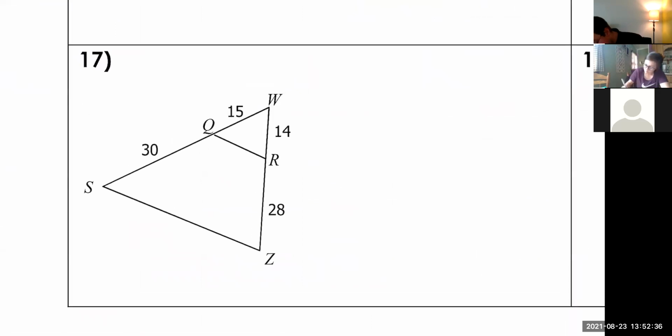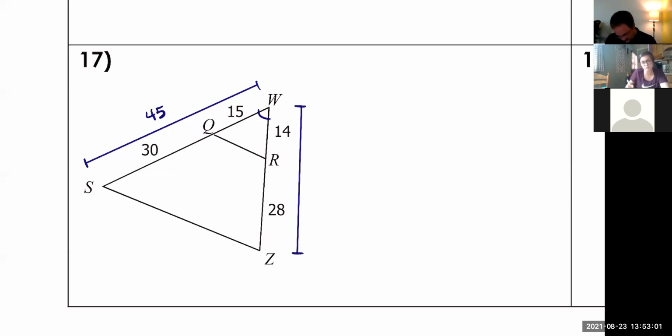Next one, kind of sly. W is equal to W. For this one, though, we would like to know these long sides as well. So don't let those deceive you. So the long side here on the top would be what, 45? This other long side over here, 28 and 14, 42.